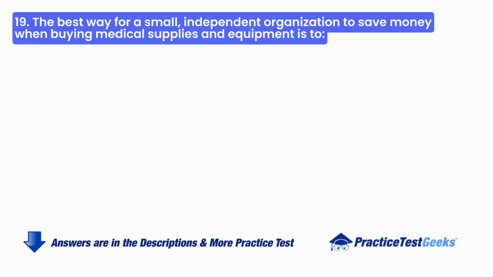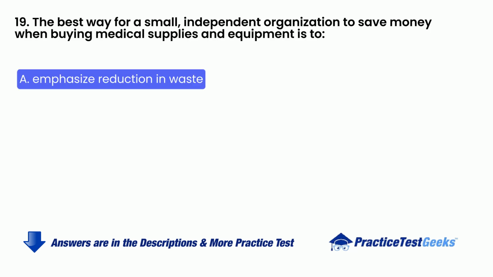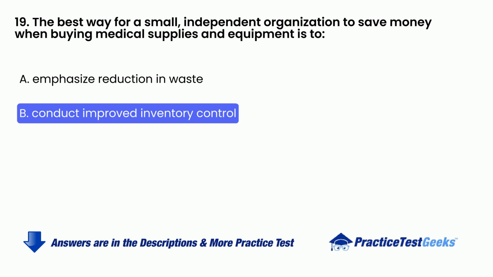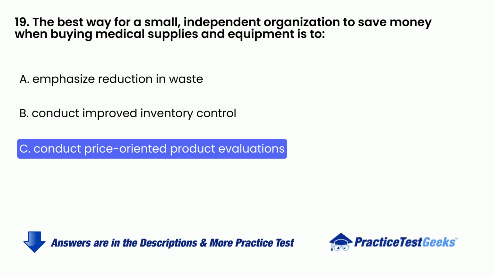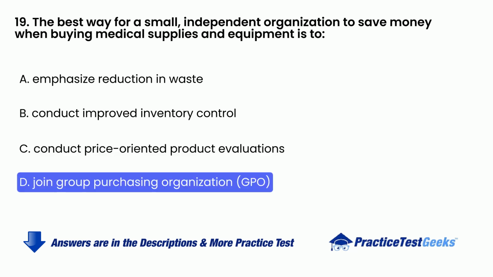The best way for a small, independent organization to save money when buying medical supplies and equipment is to A. Emphasize reduction in waste. B. Conduct improved inventory control. C. Conduct price-oriented product evaluations. D. Join a group purchasing organization.